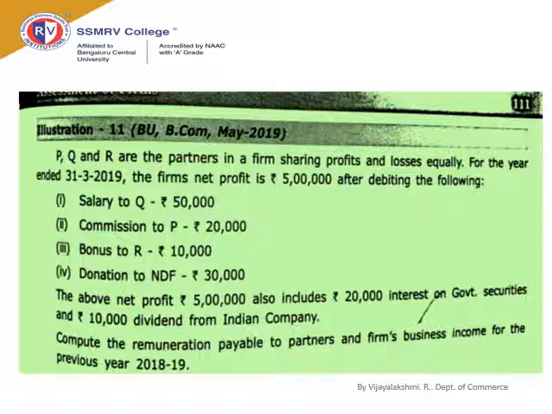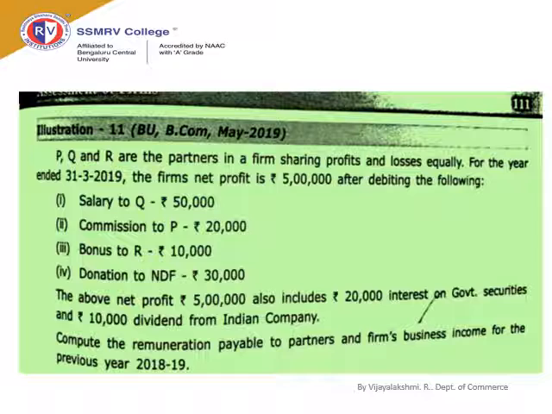The debit side items given are: salary to partner Q, rupees 50,000. Commission to P, rupees 20,000. Bonus to R, rupees 10,000. Donation to NDF, rupees 30,000. The above net profit of rupees 5 lakh also includes rupees 20,000 interest on government securities and rupees 10,000 dividend from an Indian company. Compute the remuneration payable to partners and the firm's business income for the previous year. This is the question asked for you.